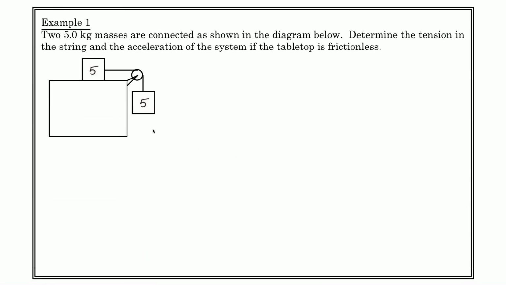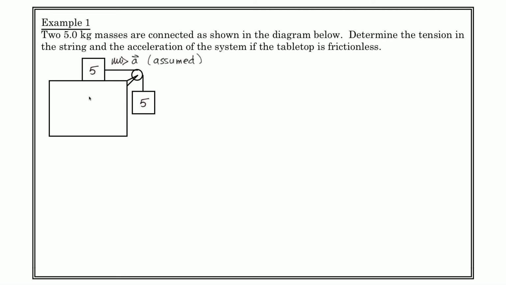Okay, 2 5-kilogram masses are connected as shown in this diagram. We want to determine the tension that's in this string right here and the acceleration of the system if we have no friction here.